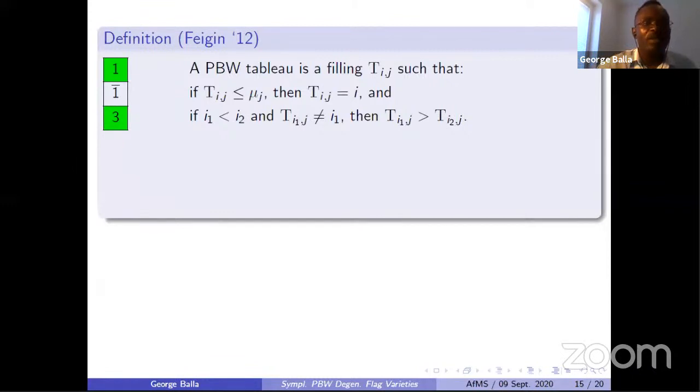So right now we have a different feeling of these Young diagrams. We want that entries which are less than or equal to the length of the column to be at positions which have position number equal to these entries.